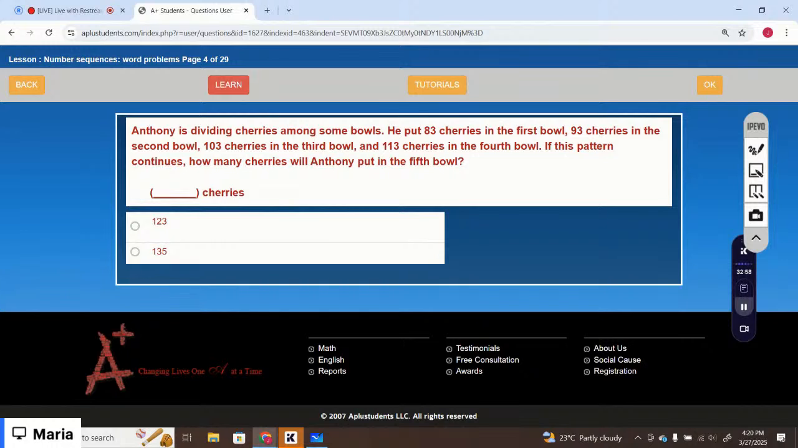Anthony is dividing cherries among some bowls. He put 83 cherries in the first bowl, 93 cherries in the second, 103 cherries in the third, and 113 cherries in the fourth bowl. If this pattern continues, how many cherries will Anthony put in the fifth bowl? So, which is the correct option?